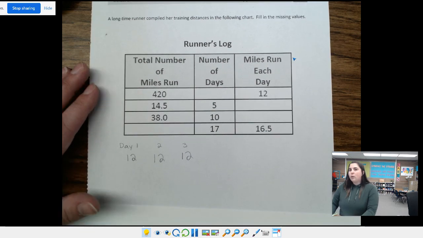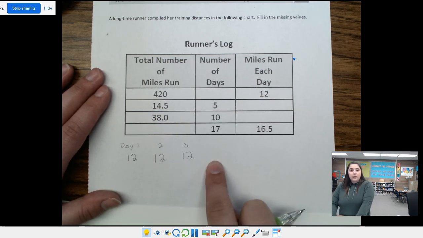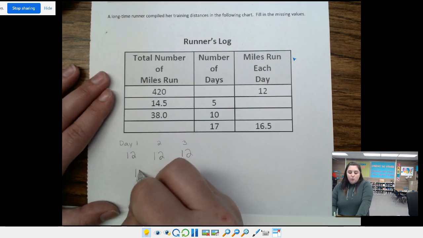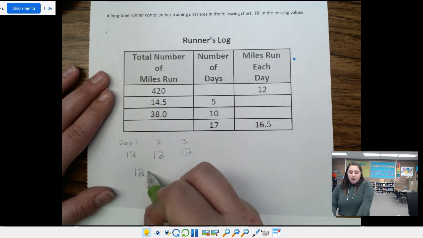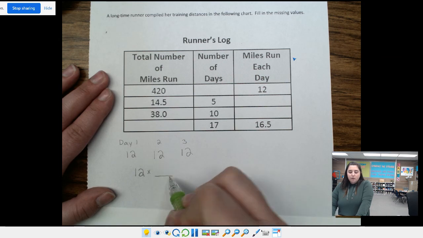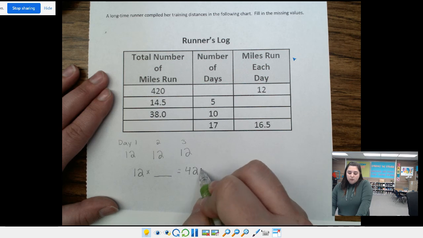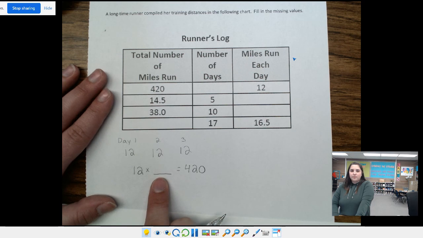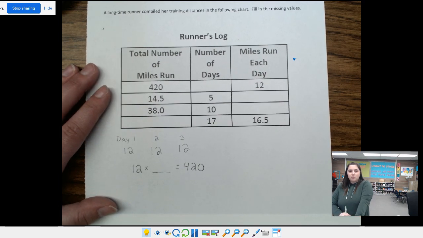Is there an easier way to solve? Because really, remember repeated addition? That's the same as multiplication. So if we know she's running 12 miles a day, we don't know how many days, 12 times the number of days should equal 420. Can you figure out what number should go here? 12 times what would be 420? Why don't you pause and see if you can figure that out?